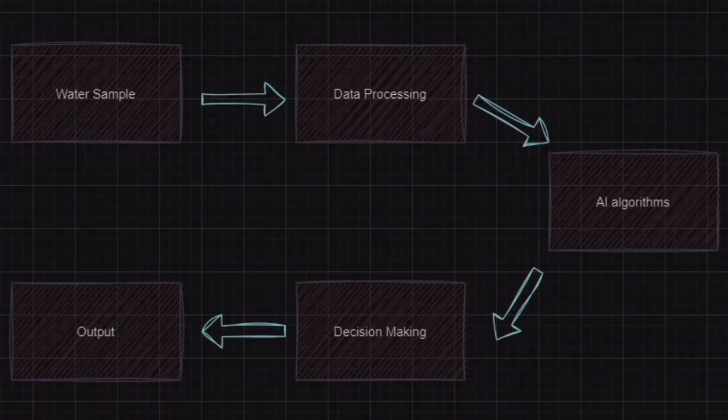Here's an overview of how the water quality check is going to take place. First, the water sample is taken, and next the data from the sensors, such as the pH sensor and turbidity level sensor, is processed. The processed data is sent to the Arduino, into which the algorithms for the AI tool are encoded. After considering all these values from the sensors, a decision is made whether the water is suitable for drinking, and finally the output is shown as fit or unfit for drinking.